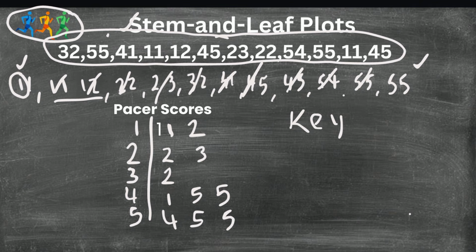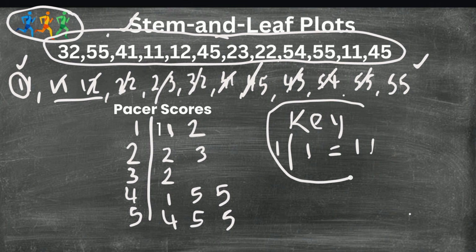So here is our stem and leaf, but it's very important you need to do a key so that people know what everything represents. And the key is going to be, I'm going to draw for the first number, you can choose any number, and that equals 11. So the key tells you what the numbers are representing.